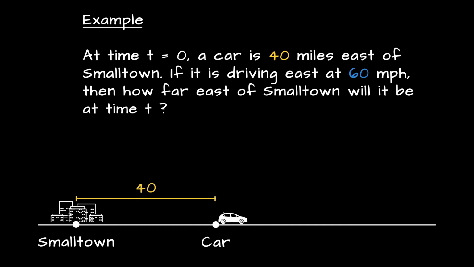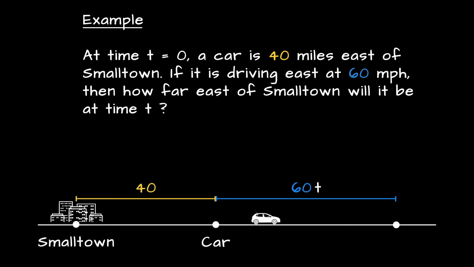Here, small town and the car are both marked on a number line, where we're taking right to be the direction east. And what's shown here is that at some particular moment, which we're calling time t equals 0, the car is 40 miles east of small town. We also know, however, that the car is traveling at a constant rate of 60 miles per hour.